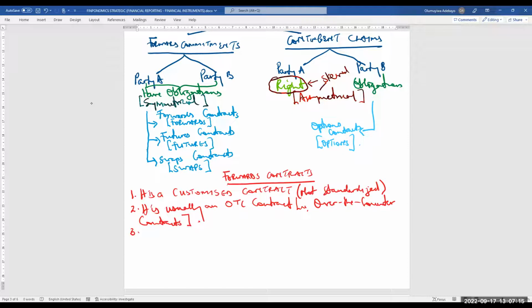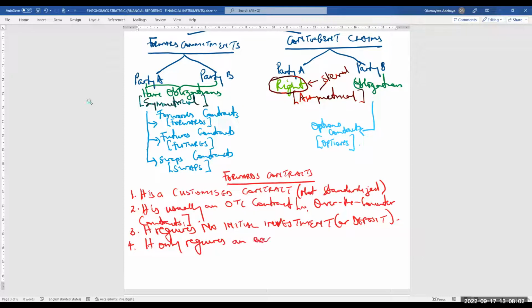Three, it requires no initial investment to enter into it. It's just mere signing papers. But that paper might be as onerous as even putting money down. And four, it only requires an exchange of a single cash flow at the future settlement date.